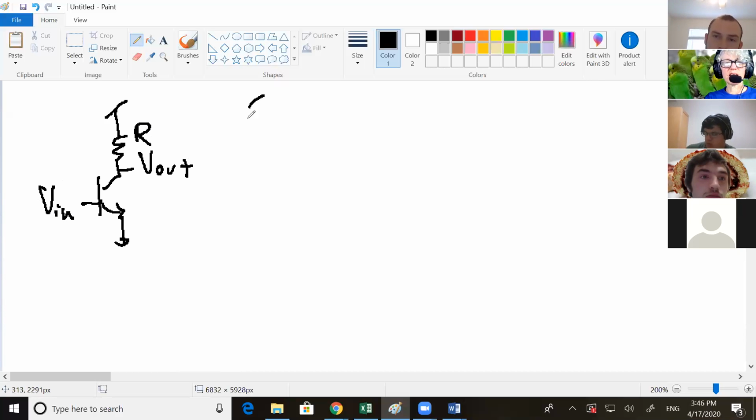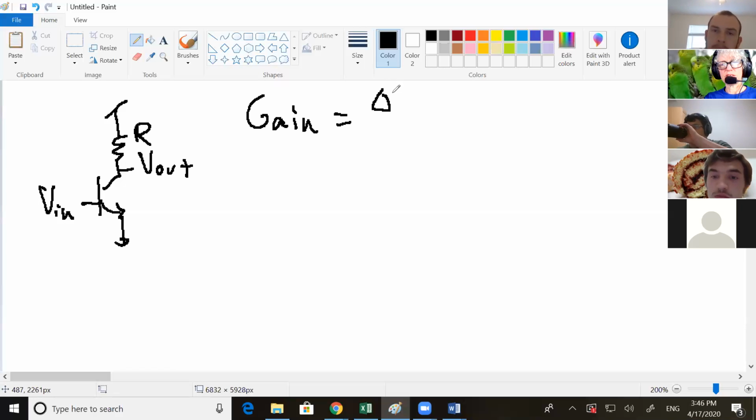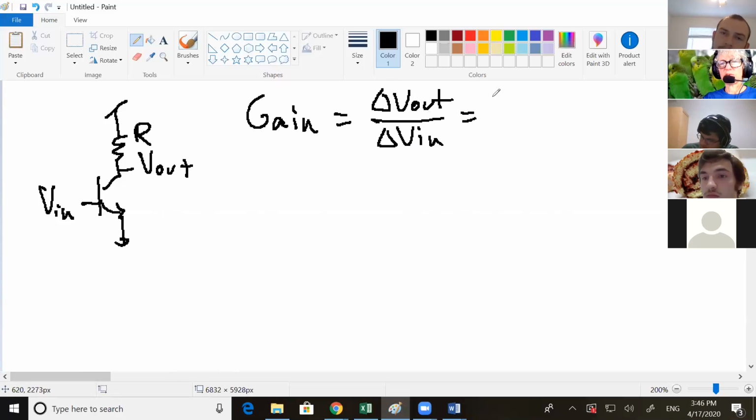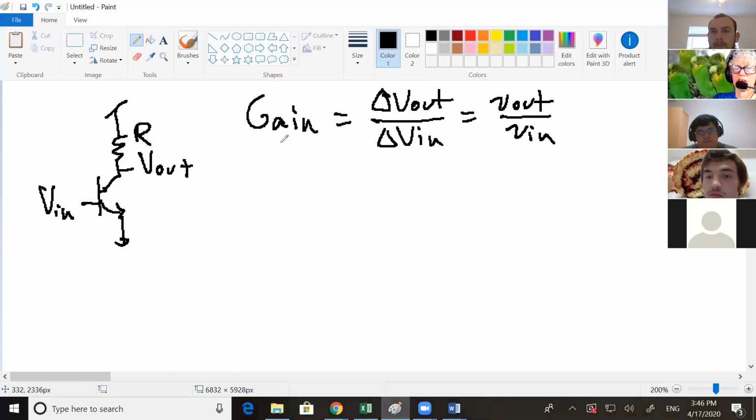Okay, so we want to find gain. We know gain is delta V out over delta V in. From our notation, we know that's v out over v in. And we said when we're trying to find small signal values, gain is a delta over delta, so gain is a small signal value. We can't use this model anymore. It's hard to work with.